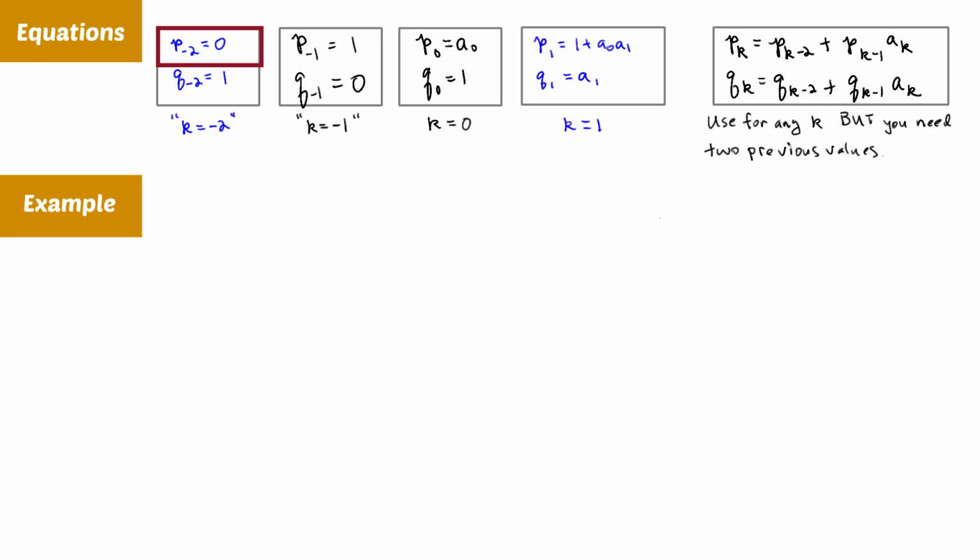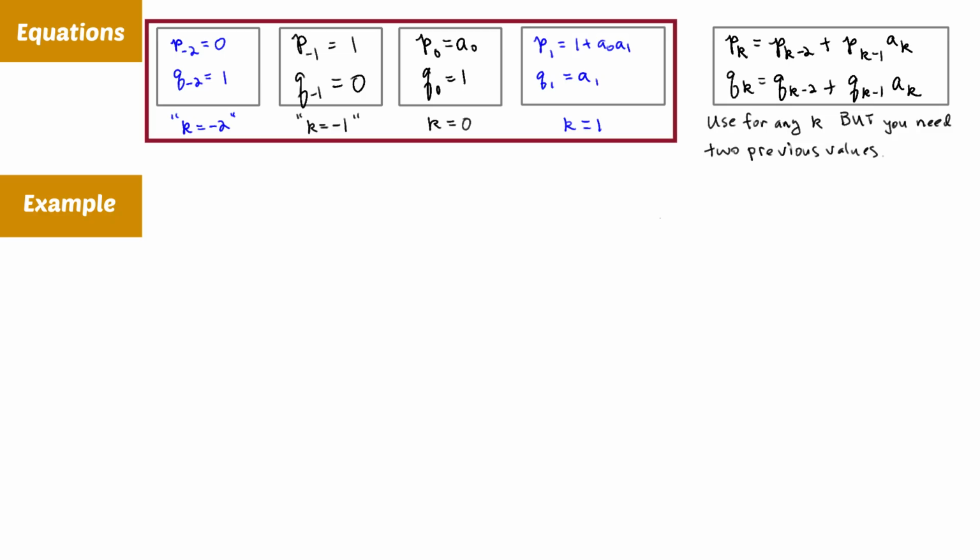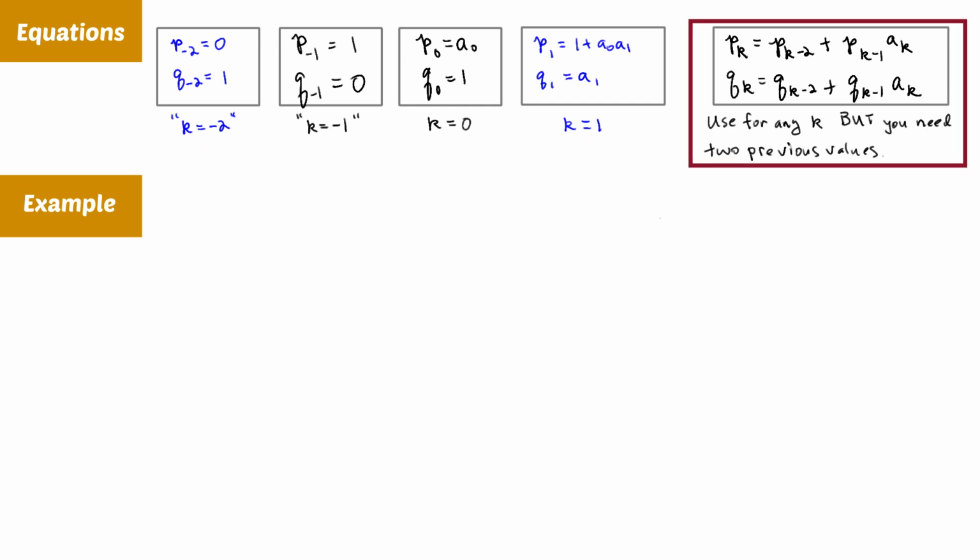Each set has an equation for p sub k, the numerator of the convergent, and for q sub k, the denominator. Which set you use depends on the subscript k. The way it works is you start by using any two consecutive sets from these four sets to find a consecutive pair of convergents. This gets you started. Then, you use this equation for the remaining convergents.